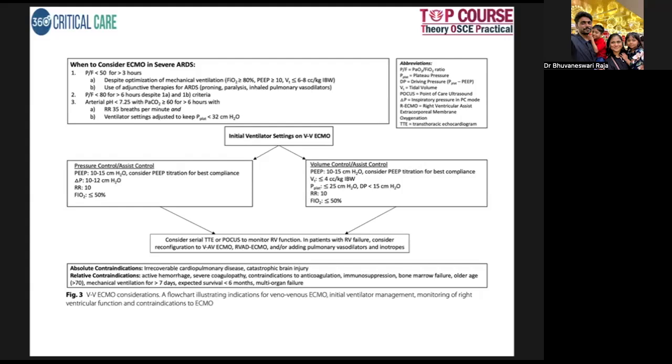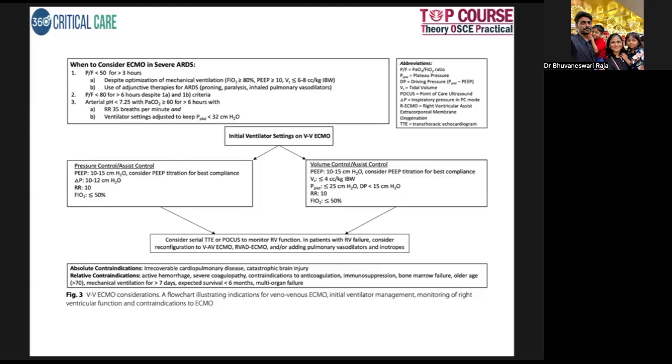So the initial ventilator settings in VV ECMO would be either a pressure control or assist control, or a volume control or assist control mode, where you select a PEEP between 10 to 15 centimeters of water in both the modes. In pressure mode, the driving pressure target is between 10 to 12 centimeters of water, respiratory rate set at 10, and FiO2 less than or equal to 50%. In volume control mode, you keep the tidal volume at less than or equal to 4 ml per kg, P-plat target of less than or equal to 25 centimeters of water, driving pressure again less than 15, and respiratory rate of 10.